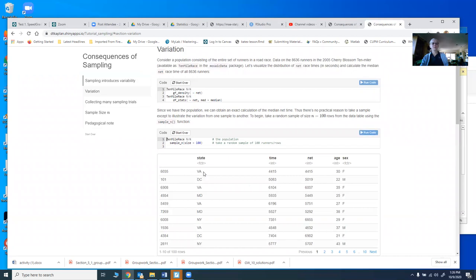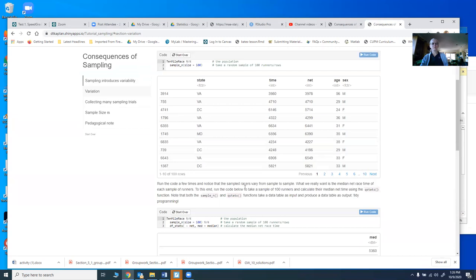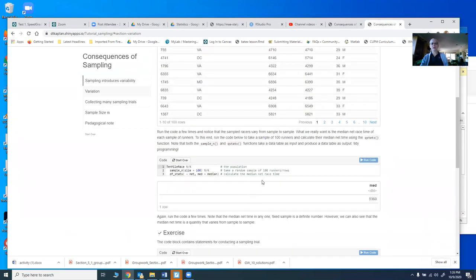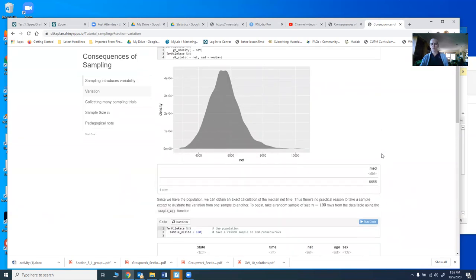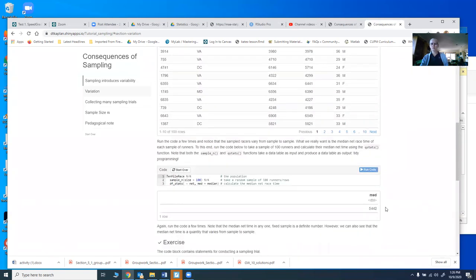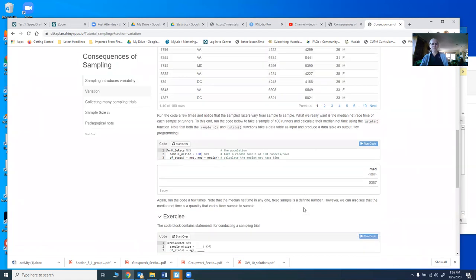Notice I get a different sample. So the first time DC was where it was, now it's Virginia. If I do it again, I get a different sample every single time I run it. For some reason it's not giving me a different sample every single time, but that's what's supposed to happen. From this sample, we're gonna go ahead and find the mean, the median. So the median from that sample is 5442. Remember the median for the entire population was 5555. So we're close. This median for the sample was fairly close. If I were to do another sample, I get a different median. So each sample I take is gonna give me a different median.